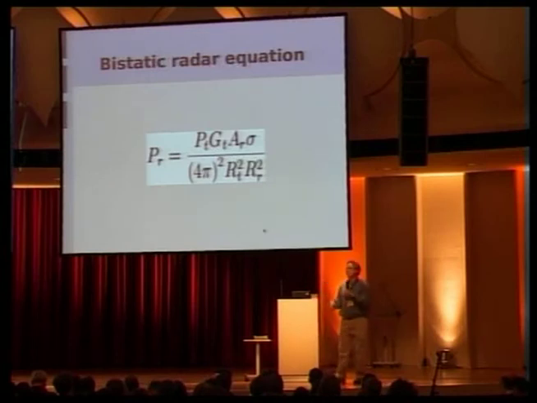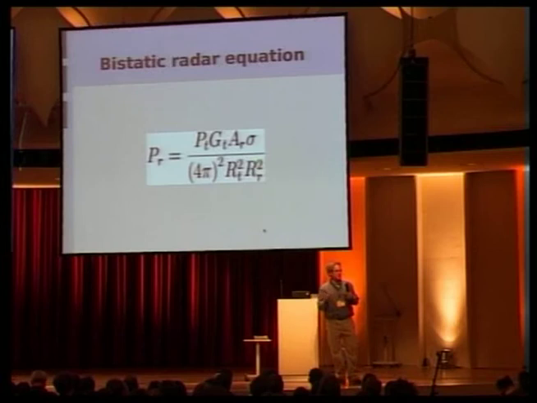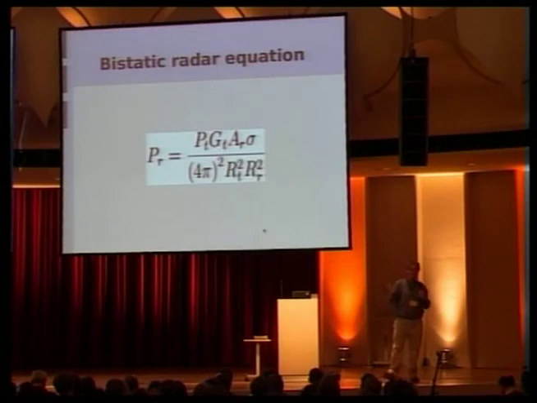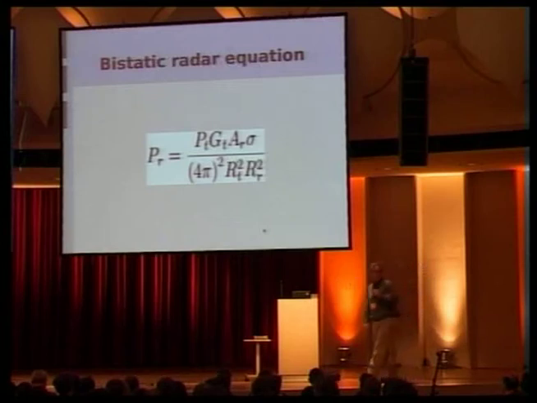Sigma is what they call the radar cross-section of the target, and it has units of square meters. So the bigger the target is, the more power gets reflected back, which makes sense. You've got a huge object, like a 757, that's easier to see than some little Cessna or something. And then those are the two path lengths.